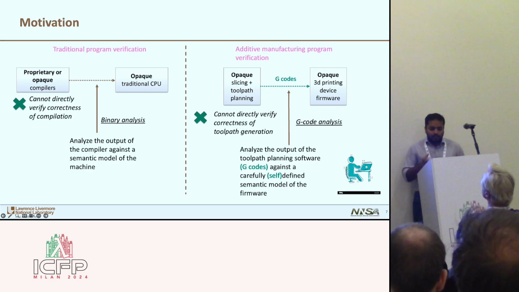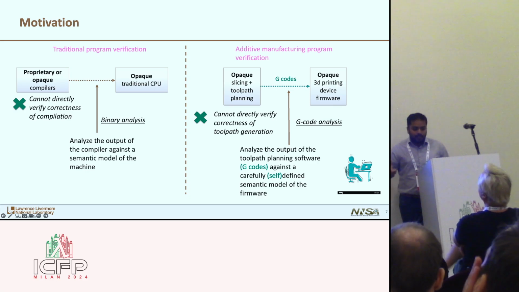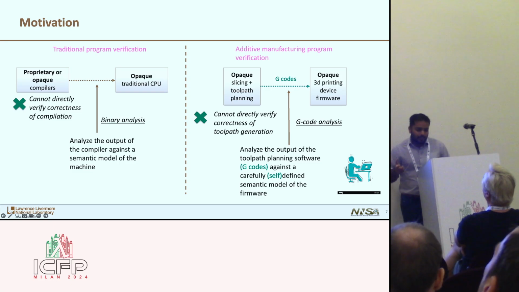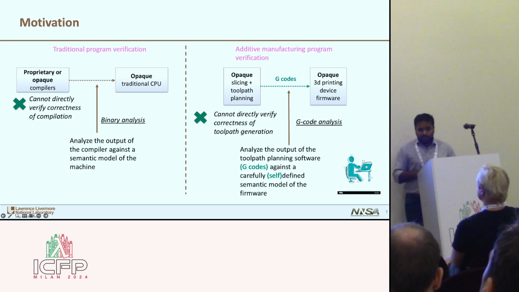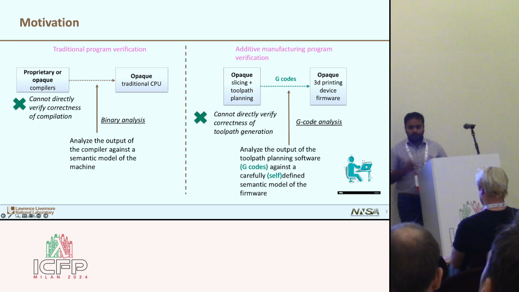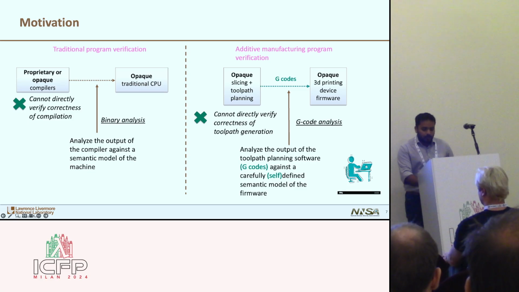And the reason that I focus on self-defined is that, again, the formal semantic model of the 3D printing device firmware is not available. They have done it in a very ad hoc manner, so we have to mechanize or define this semantic model. Fortunately, most of these firmwares follow a standard called RS-274, which was initially designed for traditional manufacturing and a subset of that has later been adopted for 3D printing. So we will be looking at that particular standard, or a particular style of writing programs for manufacturing.